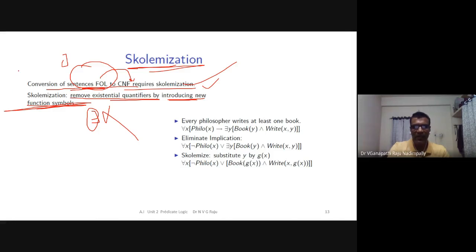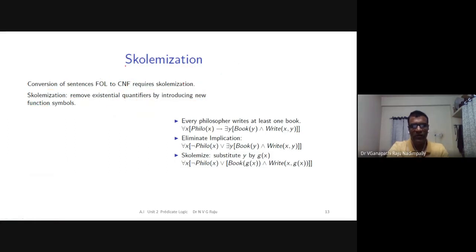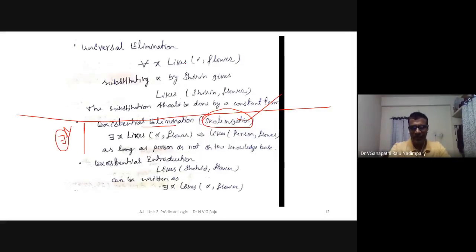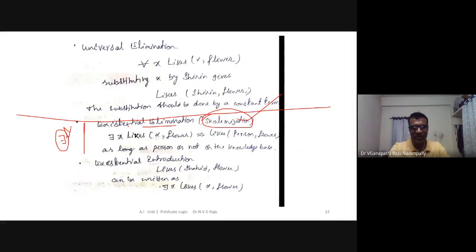Are you getting me? Here you have to be very careful about skolemization. Once again, skolemization is used to convert a first order logic sentence into CNF. This is my first order logic: there exists x, likes(x, flowers). If I want to convert this first order logic into CNF format, I have to use skolemization.